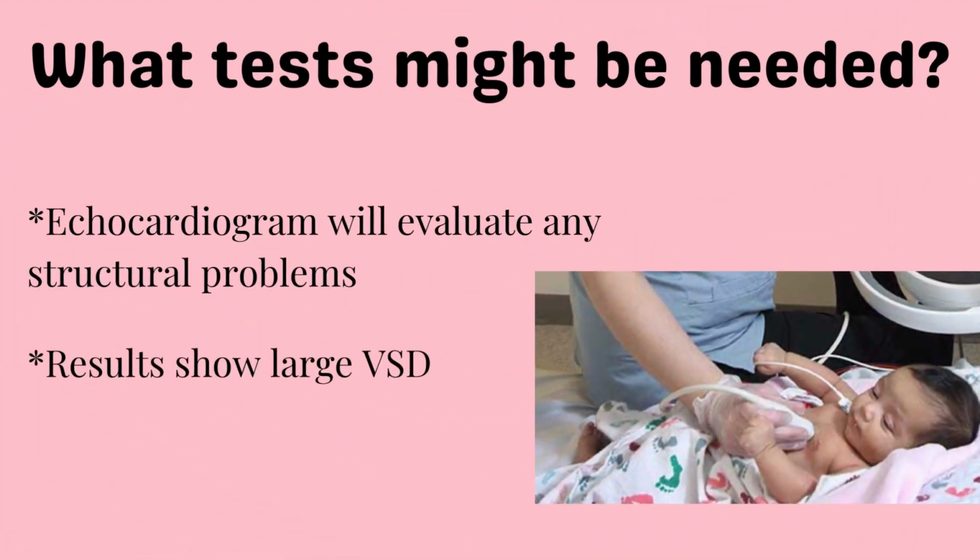An echocardiogram is needed to evaluate any underlying structural heart disease due to the examination results. An echocardiogram is obtained and it demonstrates a large perimembranous ventricular septal defect. This can be associated with increased pulmonary flow and increased work of breathing.